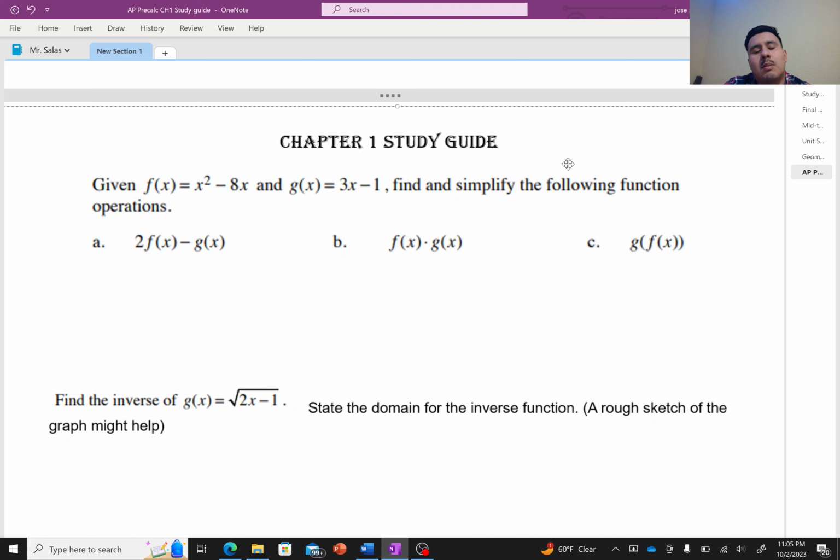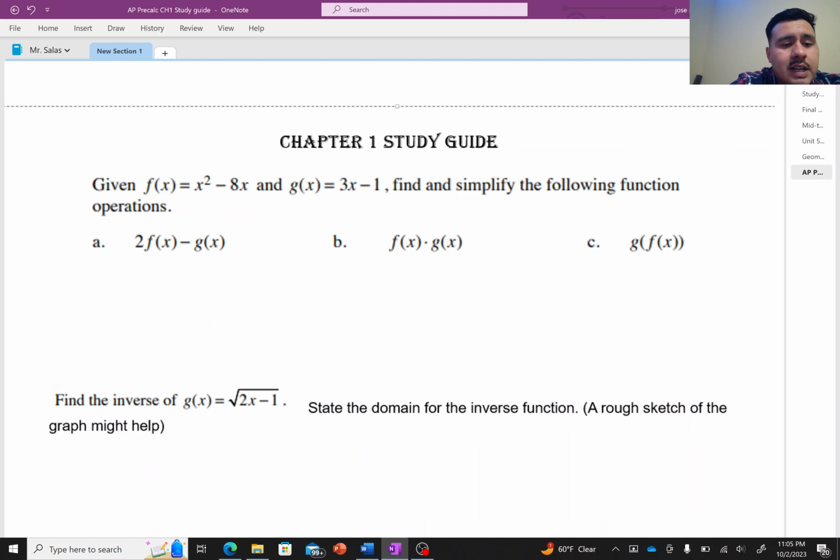Number one says, given a function f of x is equal to x squared minus 8x, and g of x is equal to 3x minus 1, find and simplify the following function operations. So we're going to do what each part asks us. Part A tells us to take 2 times f of x minus g of x. So we're going to do that right now.